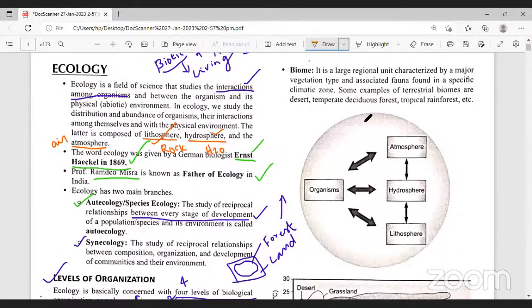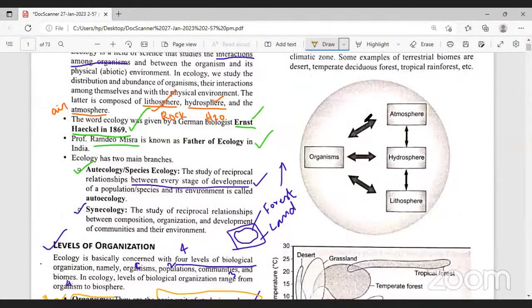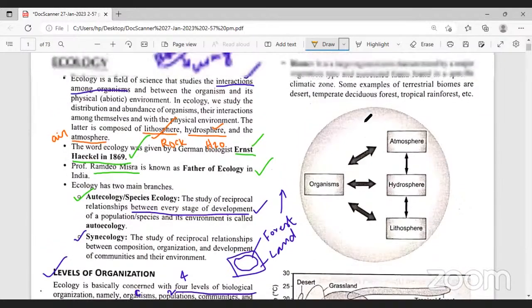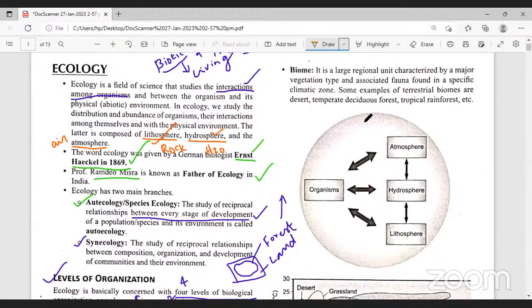So what are the things we already discussed? There are 4 things we have to discuss, the levels of organization. One is called what? Organisms. Second one is population. Third one is communities. And the last one is biomes. What is a biome? A biome is nothing but a large regional unit characterized by a major vegetation type and associated fauna found in a specific climate zone.